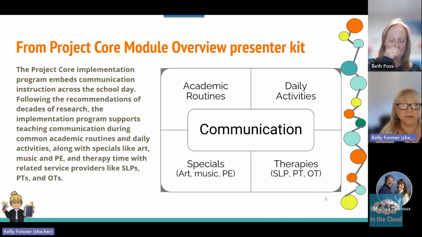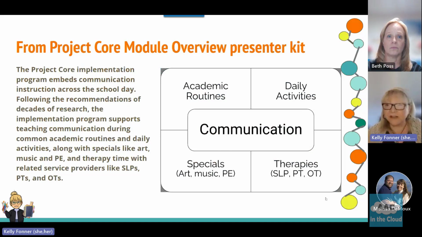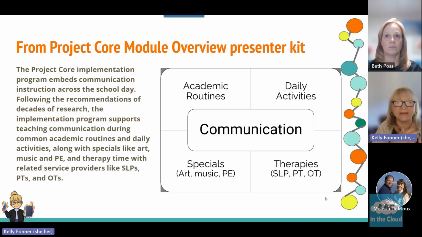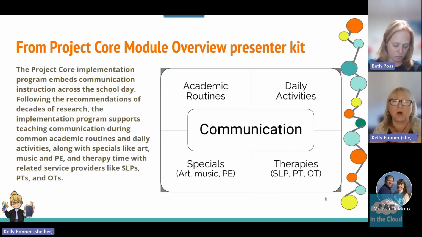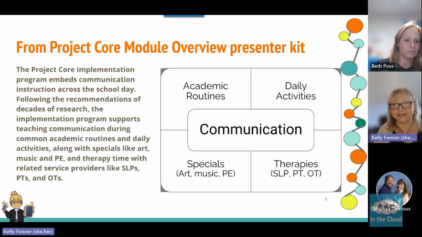We talked about Project Core there in the beginning, and please know that's a really great resource to go to for information. One of the things that connects academics, daily activities, therapies, and all the specials is communication. Make sure that you have ways in which students can communicate throughout all of these activities of the day. It isn't just get your communication device out at morning meeting and snack, but how do I communicate through literacy activities and math and social studies and history and writing, all of those pieces.